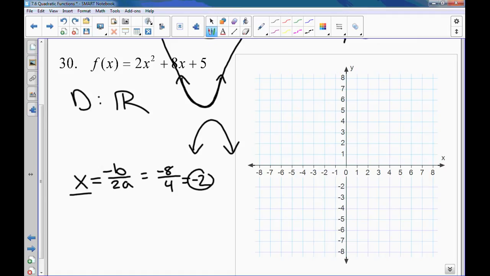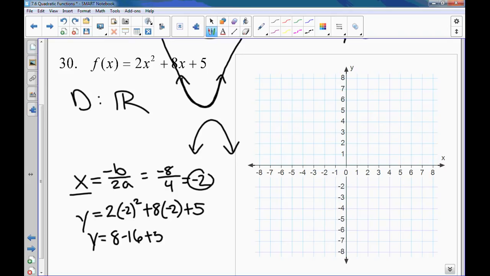I have to find the y value. So I have 2 times negative 2 squared plus 8, parentheses, negative 2, plus 5. Using some quick arithmetic, I get 8 minus 16 plus 5. I get negative 3. Negative 2, comma, negative 3. So I have my vertex.